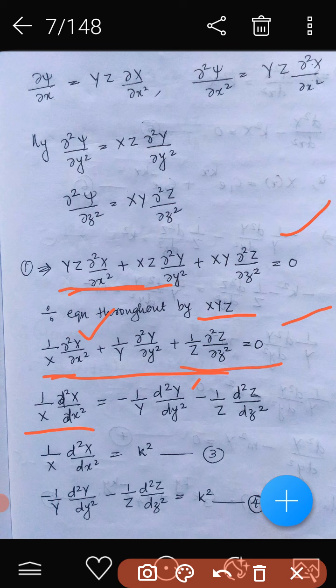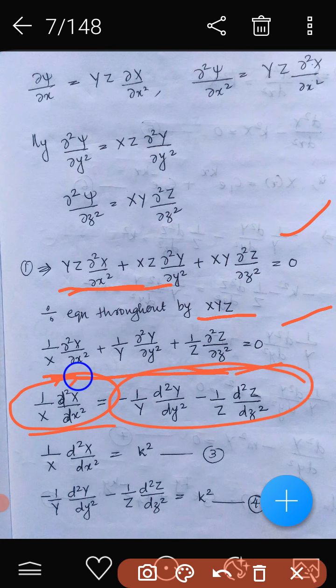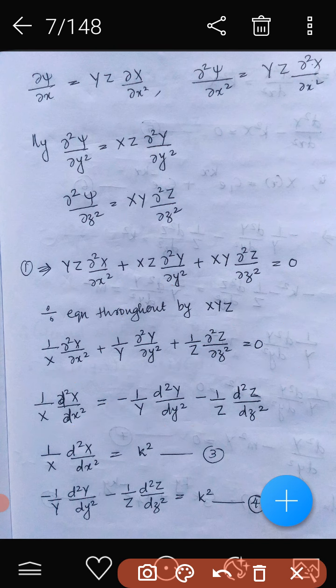So instead of dou square we can use the ordinary derivative, that is 1 by X into d square X by dx square is equal to minus 1 by Y d square Y by dy square minus 1 by Z d square Z by dz square. So LHS and RHS: LHS contains x only, RHS contains y and z. So each part we can equate to a constant, and here the constant we have taken as k square.